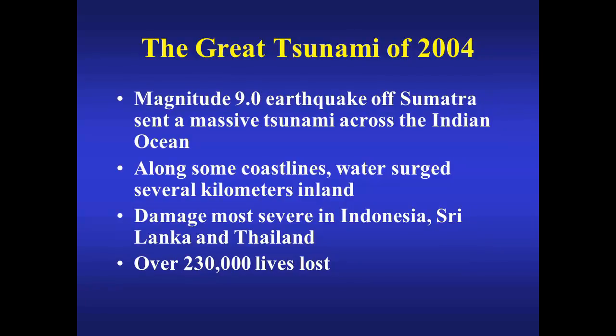Now, the Great Tsunami of 2004 was associated with a magnitude 9 earthquake off of Sumatra, Indonesia, and this in turn sent a massive tsunami across the Indian Ocean. And along some coastlines, water surged several kilometers inland. The damage was most severe in Indonesia, Sri Lanka, and also in Thailand, where an estimated 230,000 lives overall were lost.